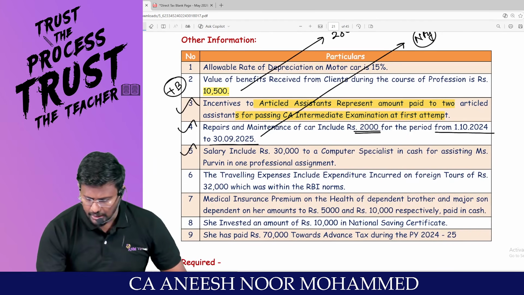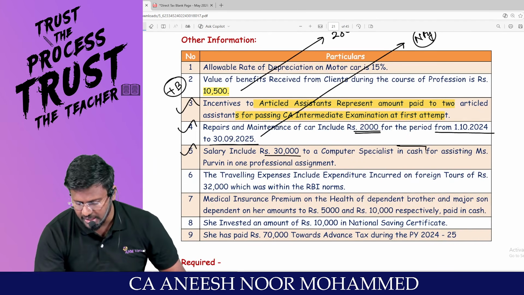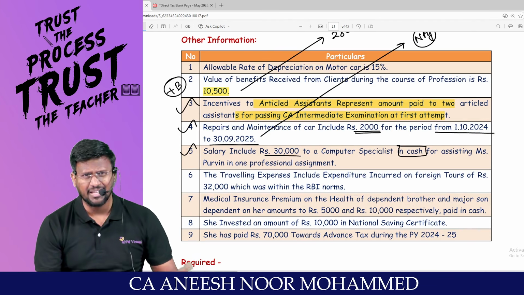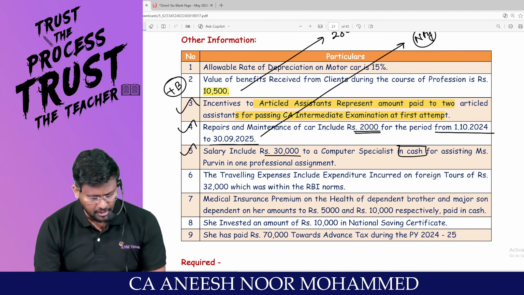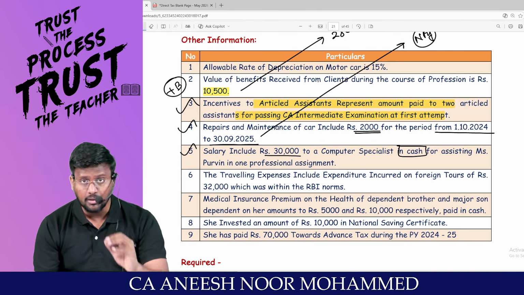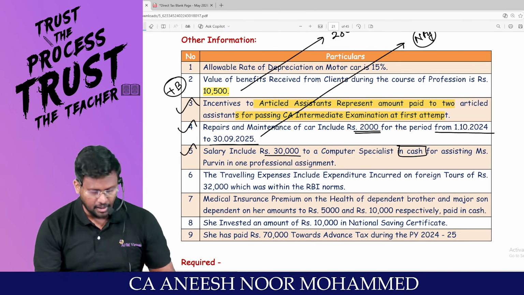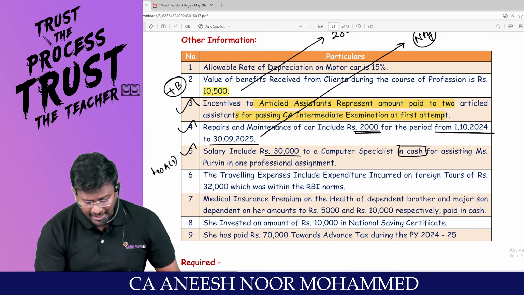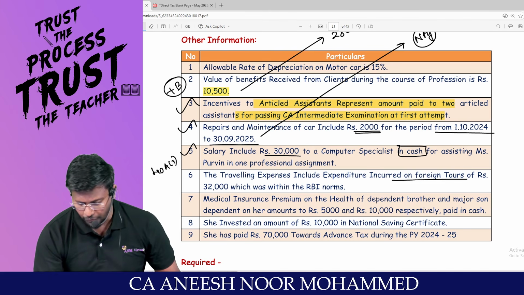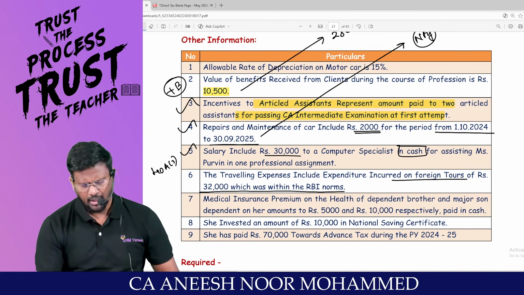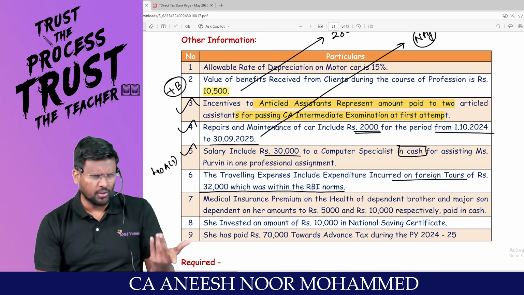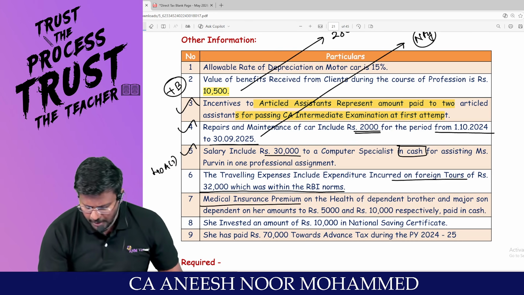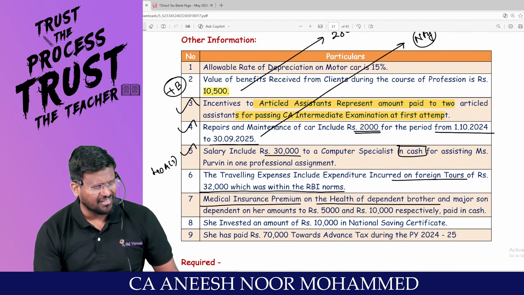Salary includes 30,000 to a computer specialist in cash for assisting Miss Parvin in one professional assignment in a single day to a single person. If cash payment exceeds 10,000, that entire amount should be added back as per 40A subsection 3. Traveling expense includes expenditure incurred on foreign tour of 32,000, which was within RBI limits, so nothing needs to be added back. Medical insurance premium on health of dependent brother.